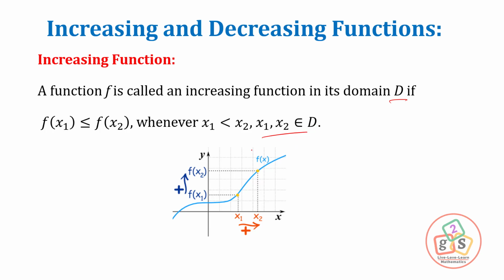So we can see on the graph, if we take 2 points x1 and x2 in the domain, x1 is less than or equal to x2, which implies f of x1 is less than or equal to f of x2. That is, if the x value is increased, then the f of x values also will increase. Then the function is said to be an increasing function.